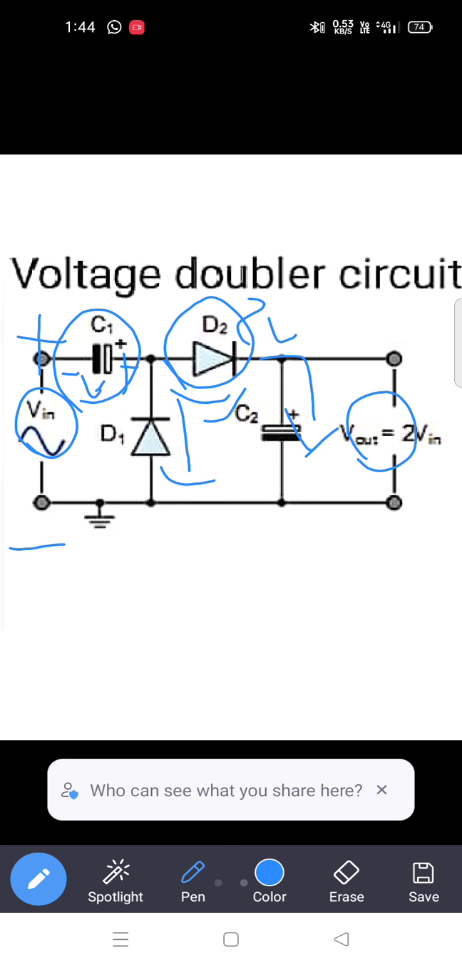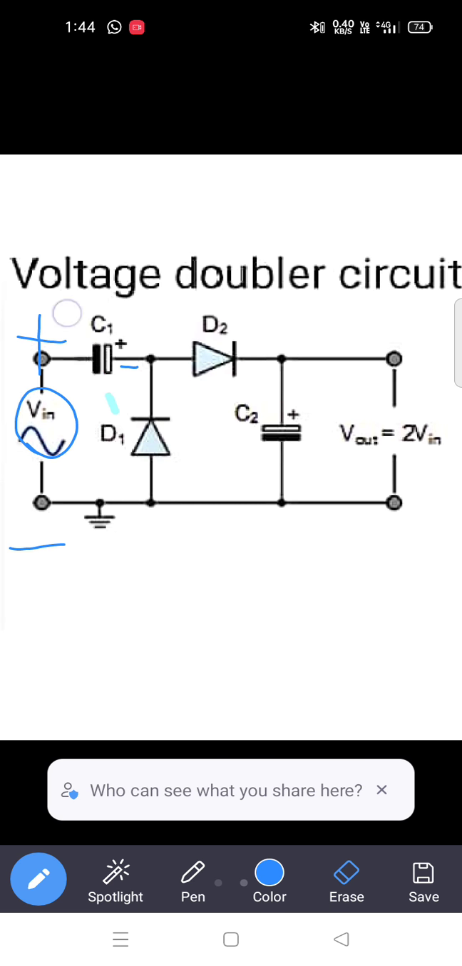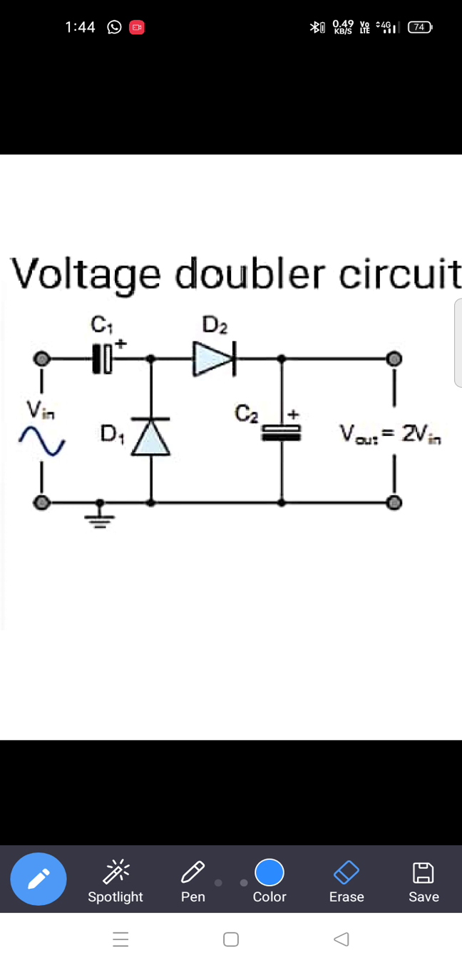So this is the main principle of the voltage doubler circuit. This is how we can double the voltage in the voltage doubler circuit. Okay.